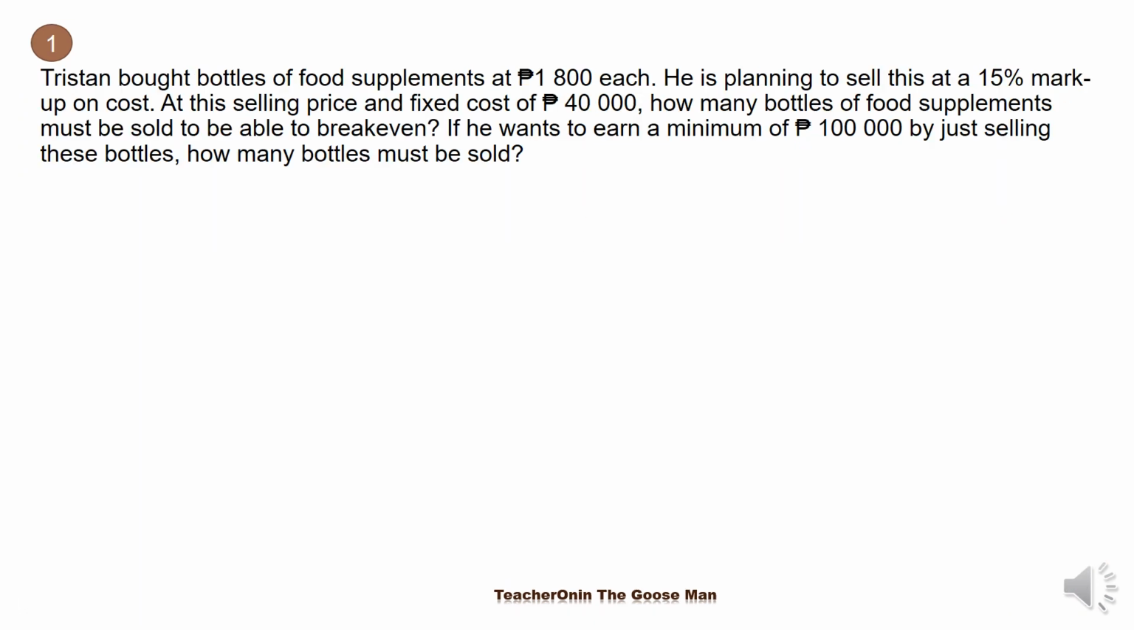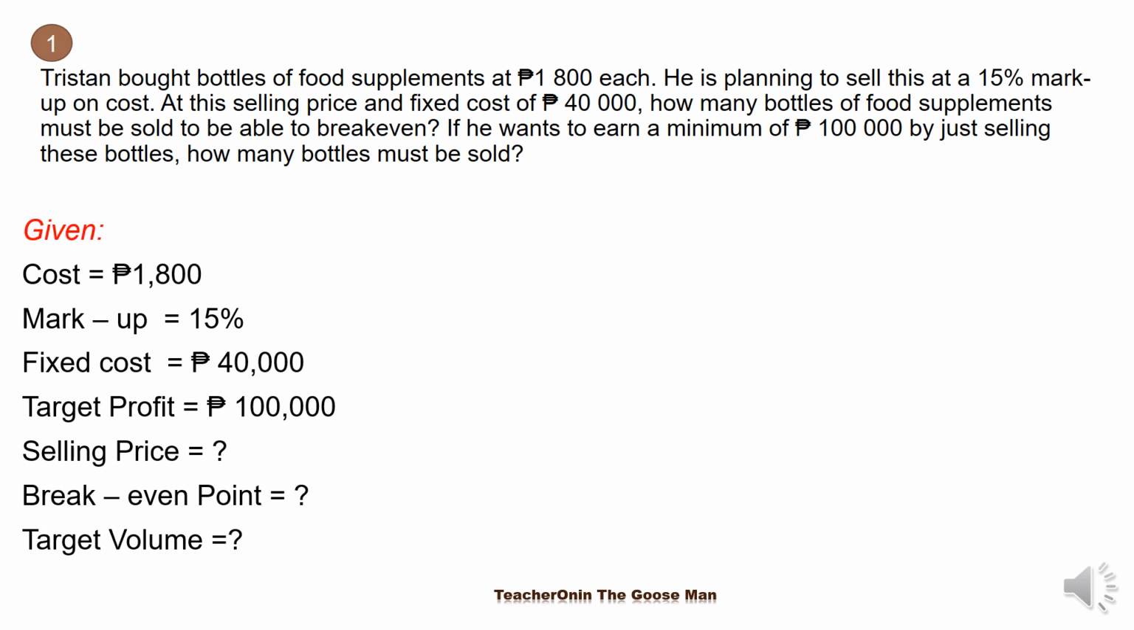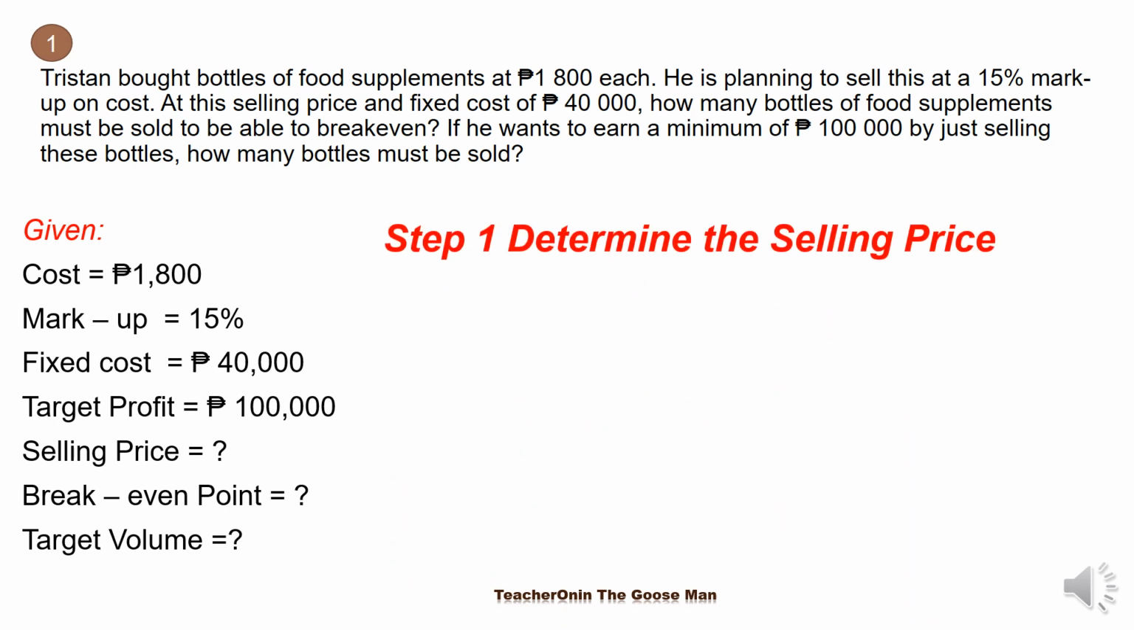So let's identify the given. The cost is 1,800, the markup is 15%, fixed cost is 40,000, target profit is 100,000 pesos. The following are unknown: the selling price, break-even point, and the target volume. So let's start with the selling price.